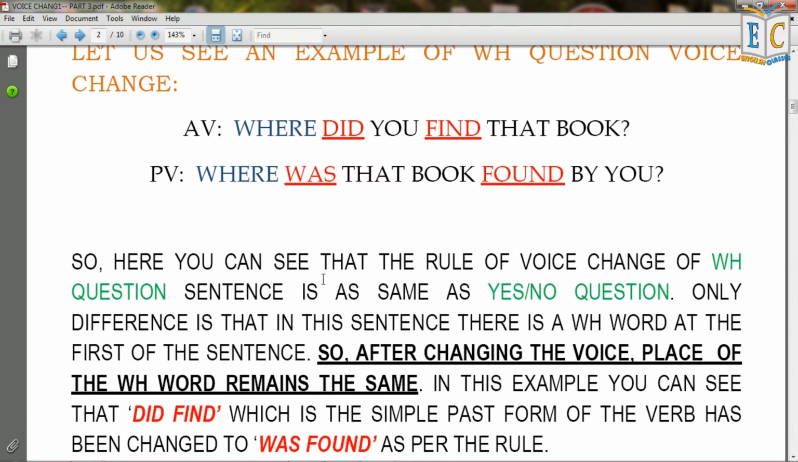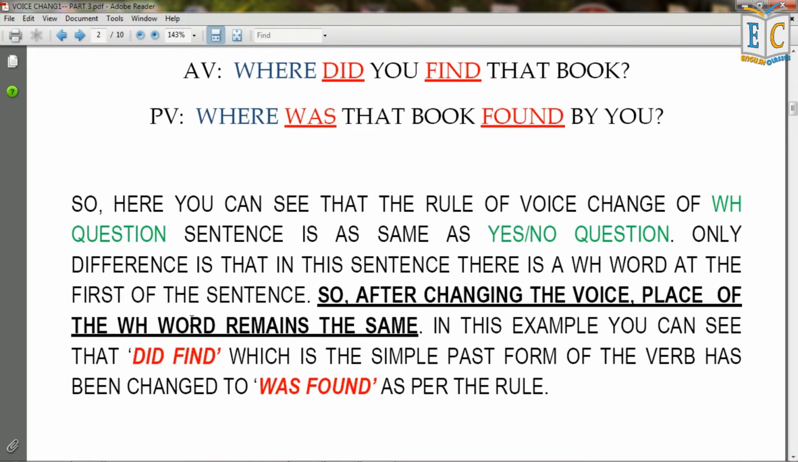So here you can see that the rule of voice change of a WH question sentence is the same as yes-no question. The only difference is that in this sentence there is a WH word at the first of the sentence. So after changing the voice, the place of the WH word remains the same. In this example, did find, which is the simple past form of the verb, has been changed to was found as per the rule. Was found.